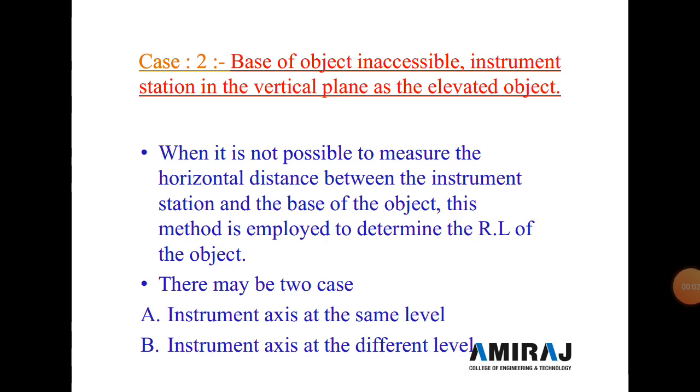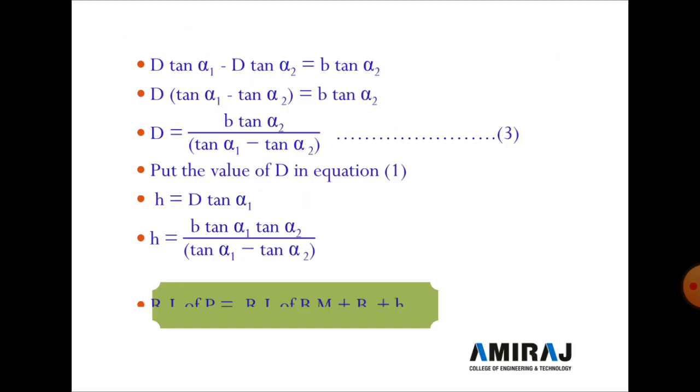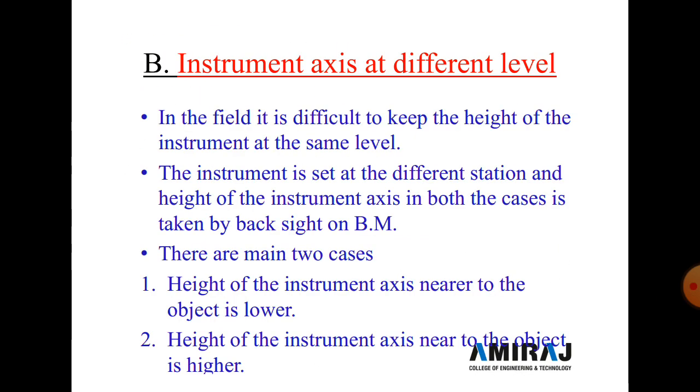Hello students, in our last lecture we discussed up to case number 2, where the base of the object is inaccessible and the instrument station is in a vertical plane as the elevated object. So here there are two main cases. In our last lecture we discussed the instrument axis at the same level. Now today we discuss the instrument axis at a different level. So let's start.